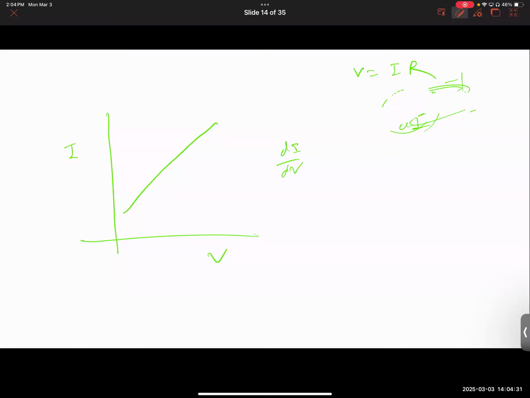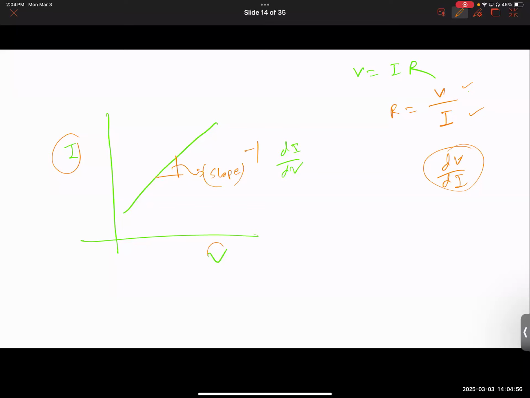What I'm trying to say is, you could represent resistance as V over I, but to be realistic, it's not really V over I. It should be dV over dI. All with me so far? Okay, so if you take dI over dV, you get the slope, and whatever slope you get, if you take the inverse of that slope, you should get the resistance. Make sense? Okay. All good.